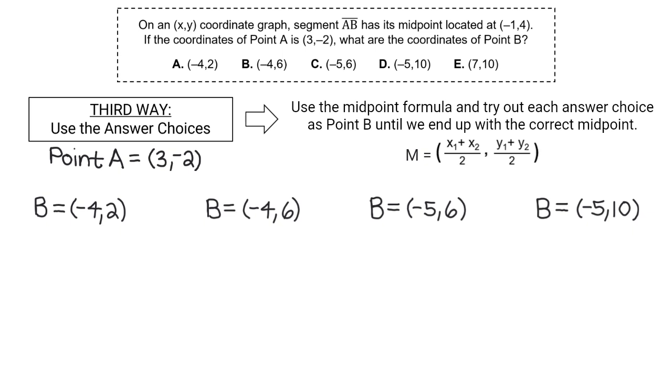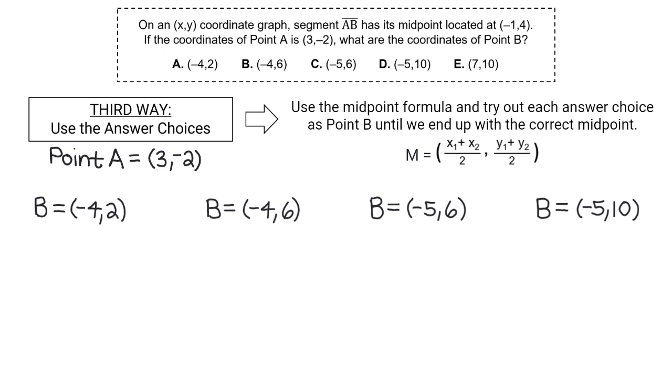Now let's look at the third way. So you can use the answer choices to get the correct coordinates of point B. What you do is you let point B be each of the answer choices, and then you work out the midpoint formula until you end up with the correct midpoint of -1, 4. So what I've done here is we're already given point A, and I'm going to start off by letting point B equal -4, 2, and we're going to calculate the midpoint.